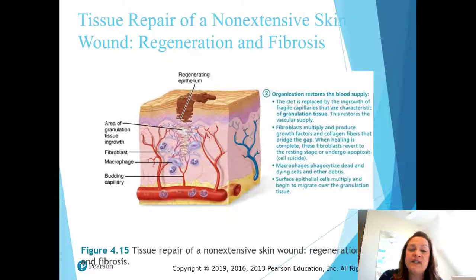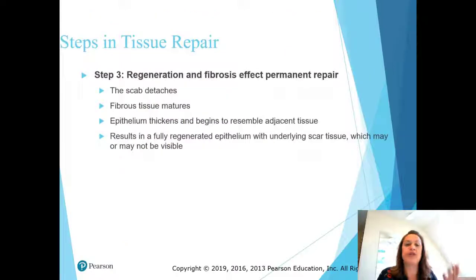So this is organization. You'll notice that we have fibers. It's called granulation tissue coming across. We've got fibroblasts and macrophages, and things are starting to knit back together. That's the organization part. Now that we've reestablished the blood supply and closed the wound, we're going to regenerate it.